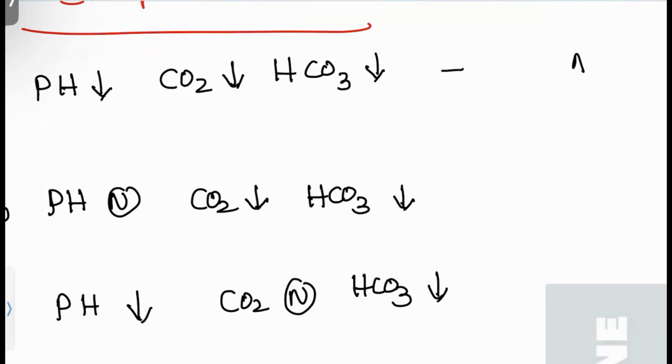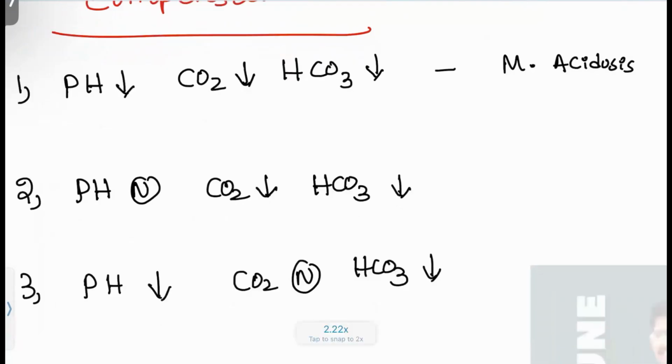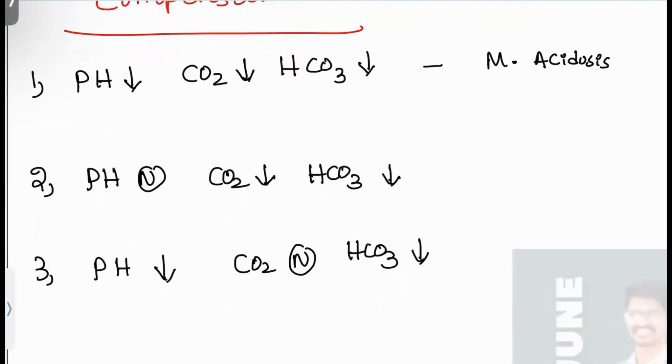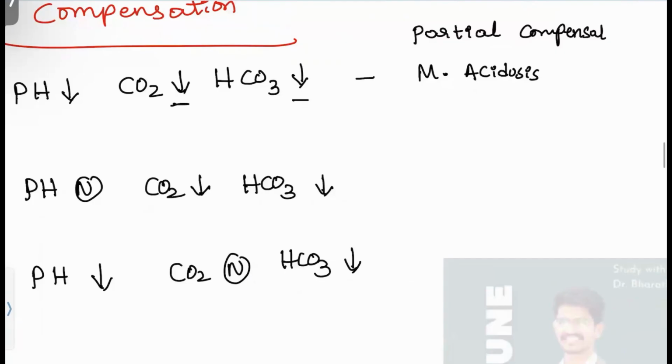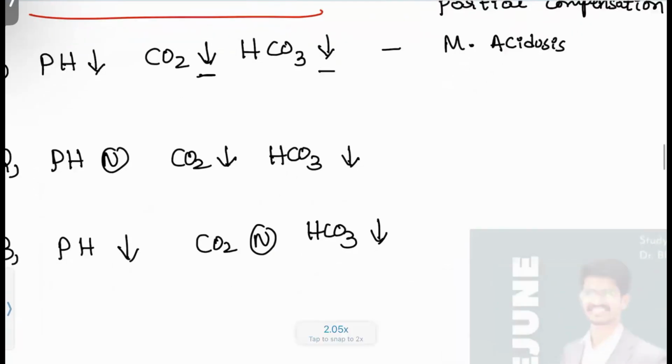That means his primary disorder is acidosis, and both his CO2 and HCO3 are also low. Then this is considered a metabolic acidosis. As I said, when you say metabolic acidosis, what is the other one that is going to compensate? That is your CO2, right? You can see your CO2 is also decreased as the HCO3 is decreased. Then this is considered a partial compensation of the metabolic acidosis.